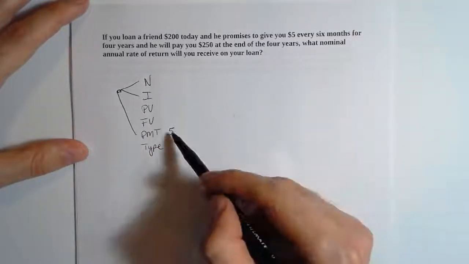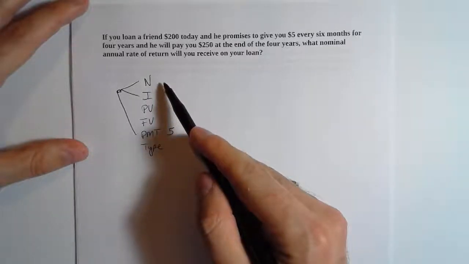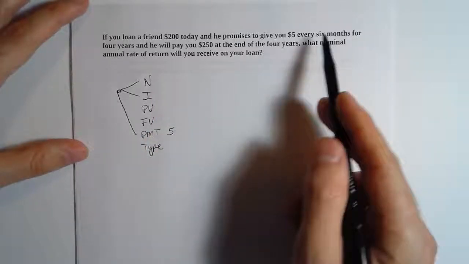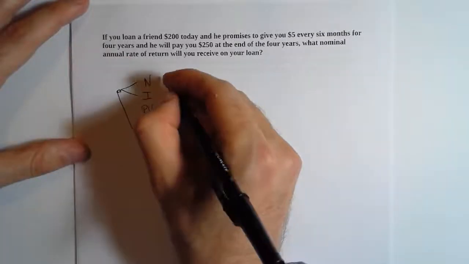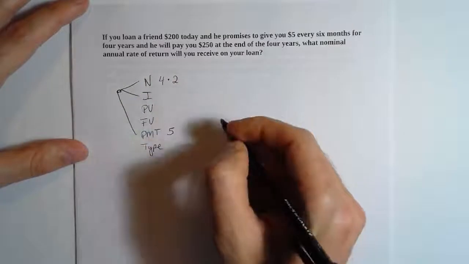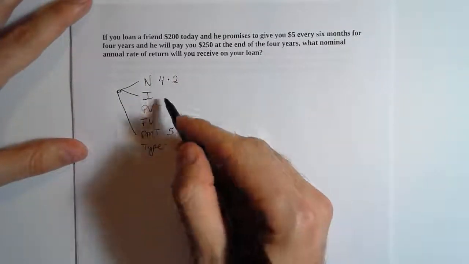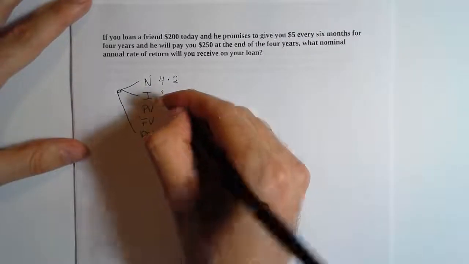Now, if we're doing a payment per 6-month period, then N needs to be the number of 6-month periods. So how many 6-month periods are there in 4 years? Well, there are 2 6-month periods per year, and there are 4 years. So we're going to have 4 years times 2 periods per year, and that will give us a total of 8 periods. I, the interest rate, is what we're trying to find.